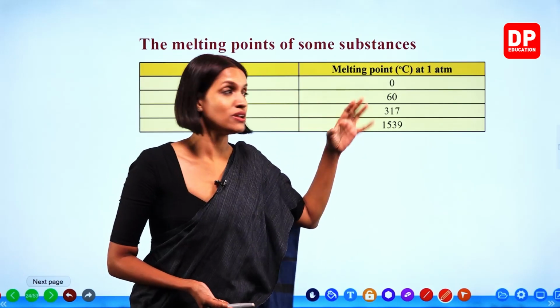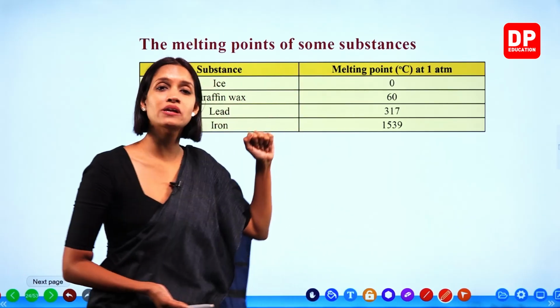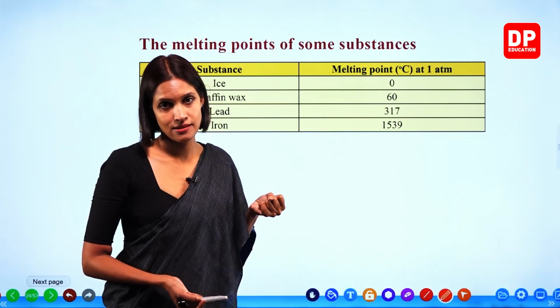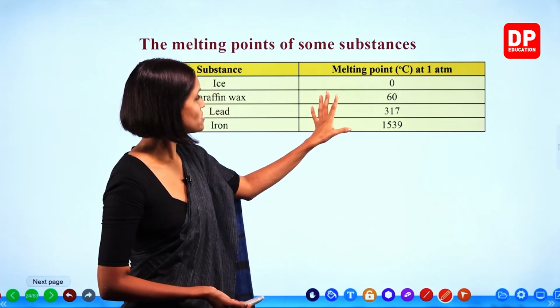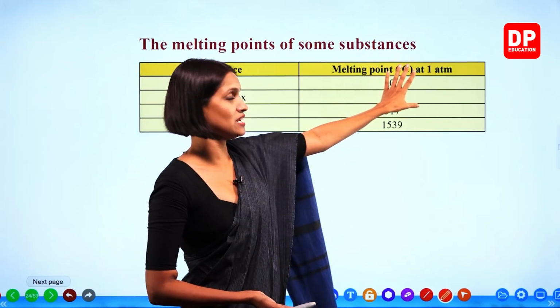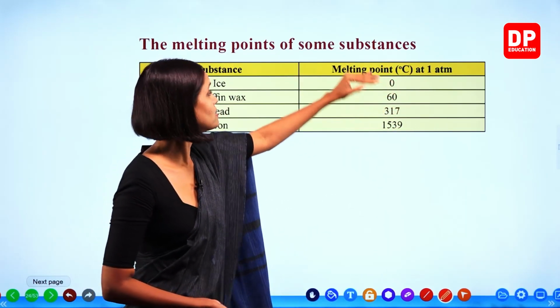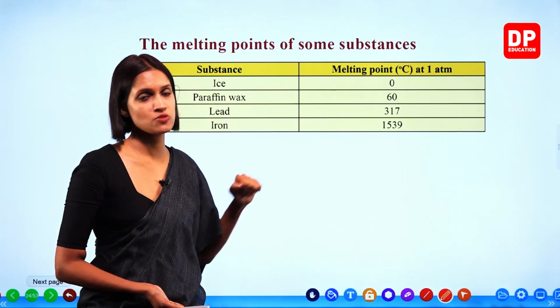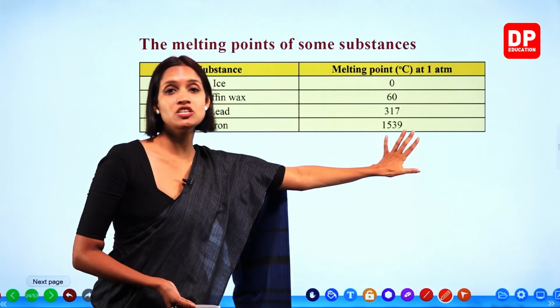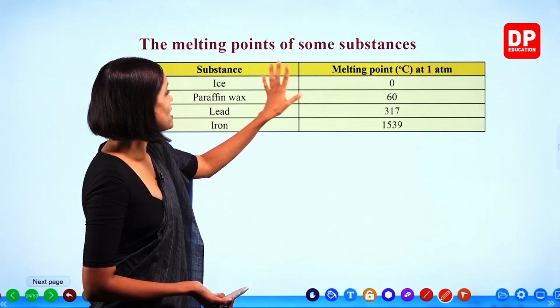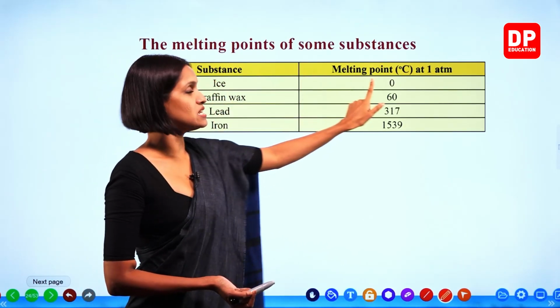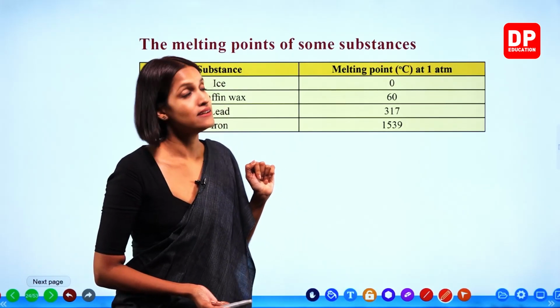Right? When the atmospheric pressure changes, these melting points can change. Okay? So you are going to learn about it in the upper grades. For now, just remember at 1 atm, when the atmospheric pressure is 1, the melting points of these substances. But you don't need to memorize these figures. Just get an idea. So the melting point of ice is 0 degrees Celsius.